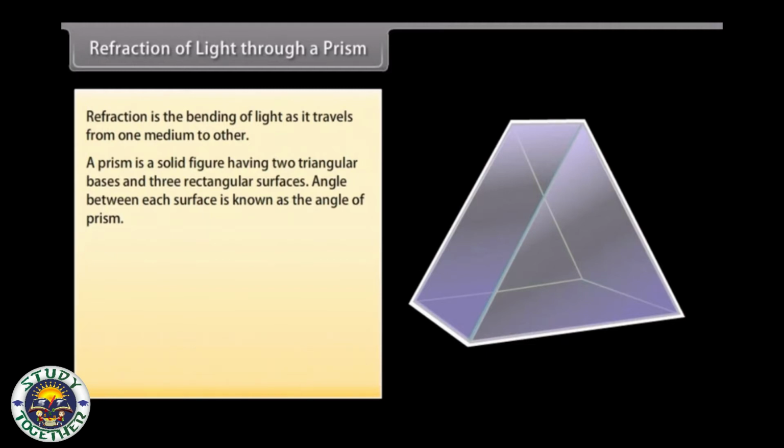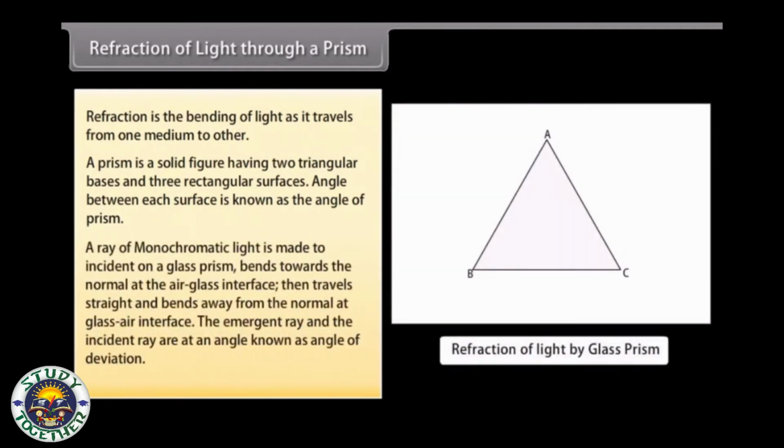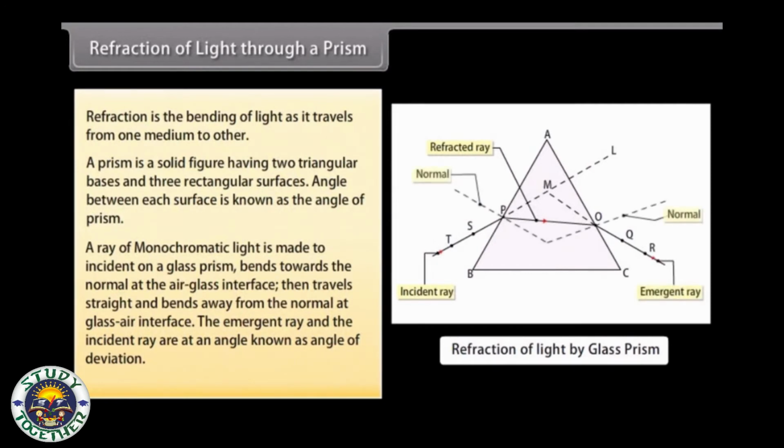The angle between each surface is known as the angle of prism. A ray of monochromatic light made to be incident on a glass prism bends towards the normal at the air-glass interface, then travels straight and bends away from the normal at the glass-air interface. The emergent ray and the incident ray are at an angle known as the angle of deviation.